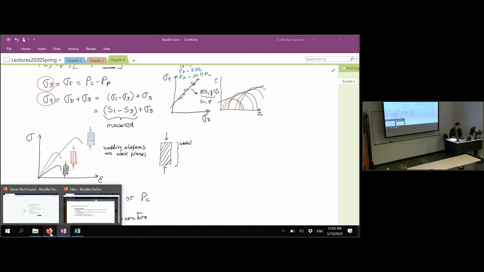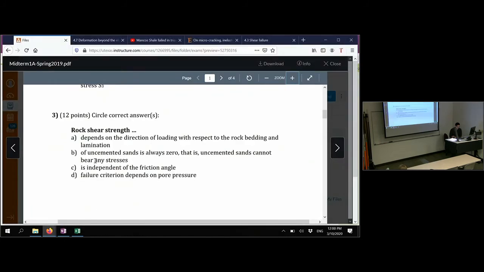Let's go to the next one. The next one says the shear strength of uncemented sands is always 0. That is, uncemented sands cannot bear any stresses. And that's false. That's not true, because we know that uncemented sands do not have any strength when they are not confined. But when they are confined, when you have an effective stress on it in another direction, they actually can be quite strong.